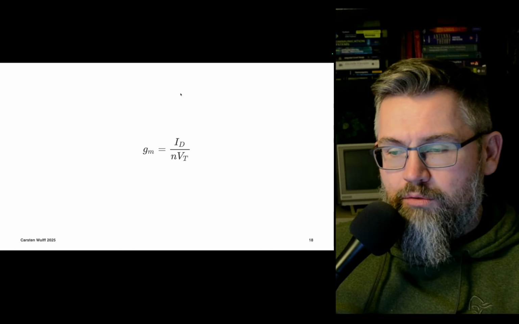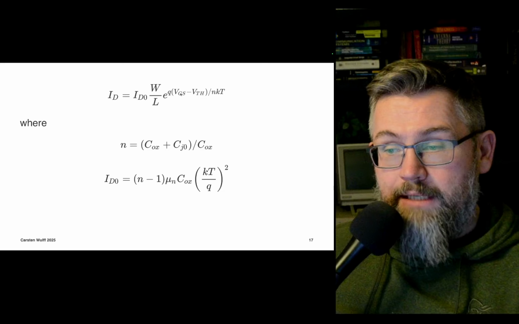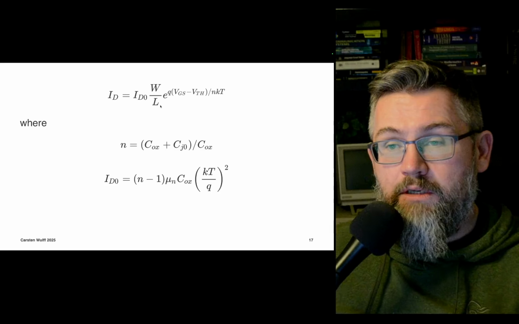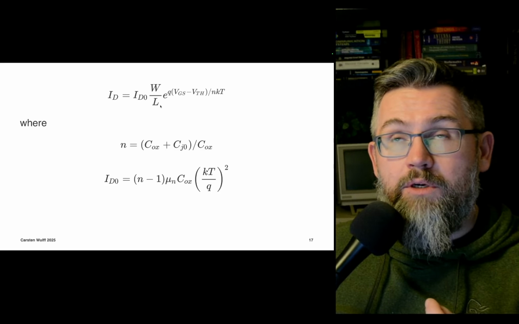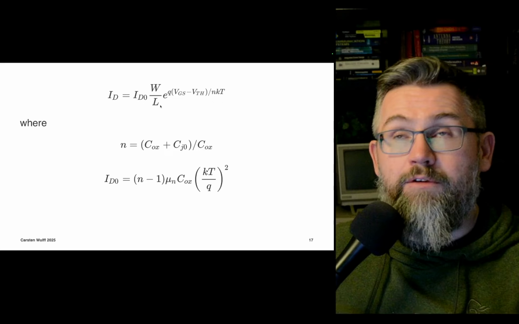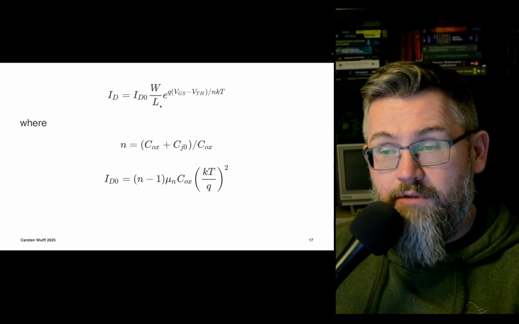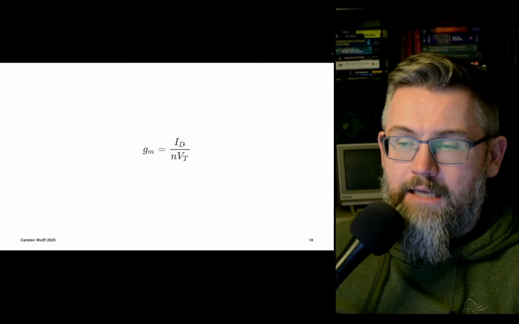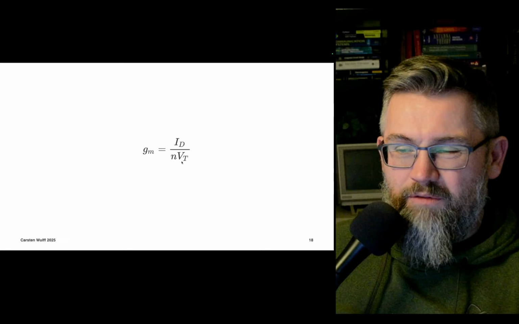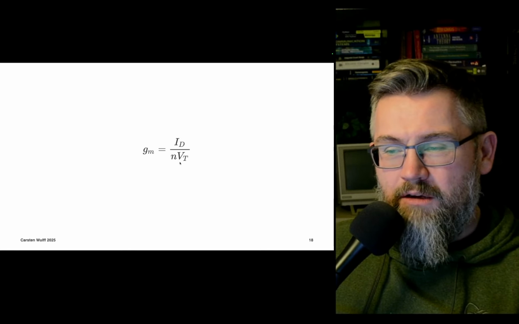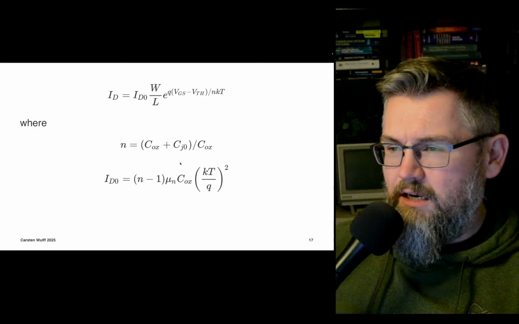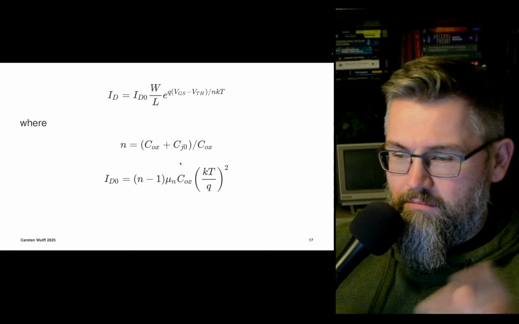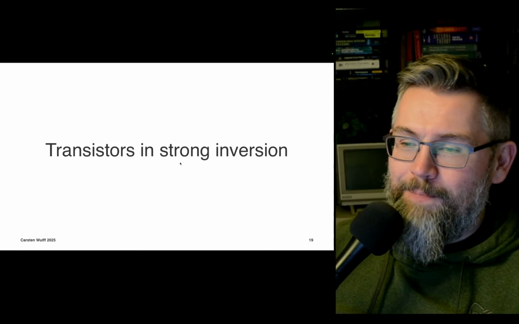Now we can also compute a transconductance based on this equation. We can take the derivative. The derivative of the current divided by the derivative of the VGS becomes the transconductance. And we can see that it's the current divided by N times the VT, or the thermal voltage. I see I have used UT and VT interchangeably, but you're smart, you can get that. Okay.